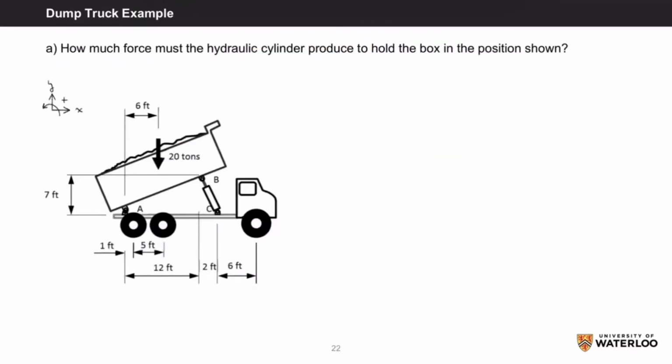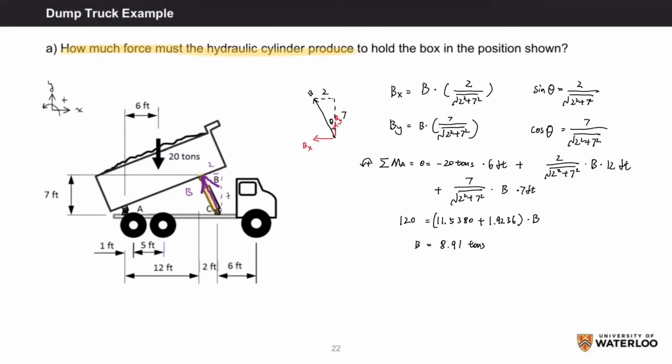The first question is how much force must the hydraulic cylinder produce to hold the box in its current position? Remember, this is the hydraulic cylinder, and I'll represent the force as a vector B, just like we did with the tension cables in a different question. Graphically, we can see that the vector B will travel 2 units to the left and 7 units up, so the vector will be -2 and 7.